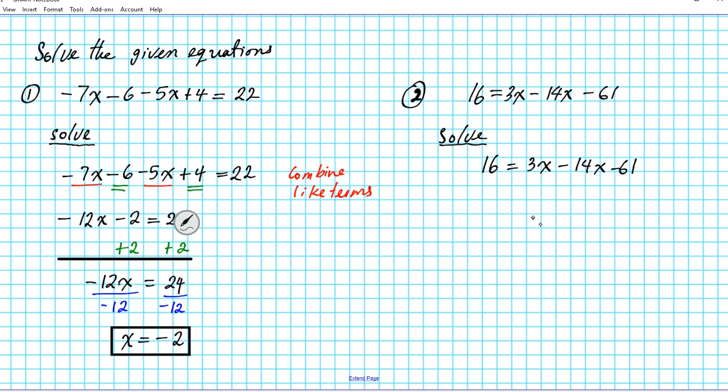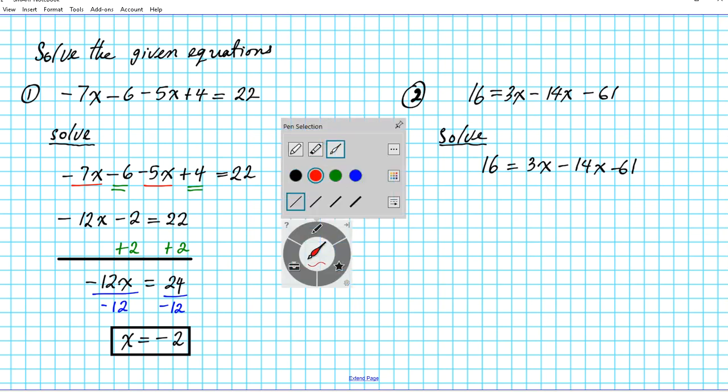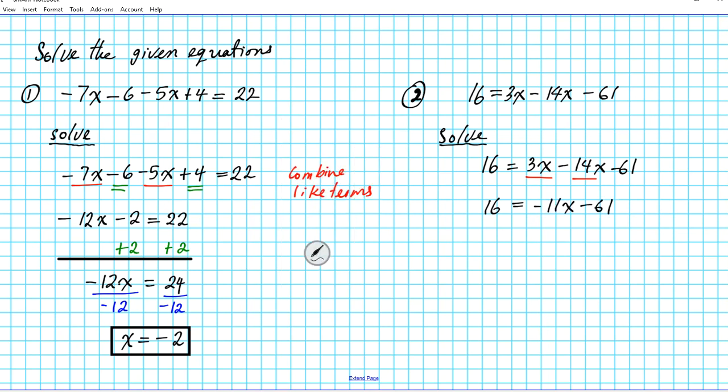So what we're going to do first is combine like terms. Are there any like terms that we can combine here? Absolutely. The variable terms, x in the first degree, 3x and negative 14x are like terms. So let's go ahead and combine those. We have 16 equals 3 minus 14, subtract, and keep the sign of the bigger. Okay, so we have negative 11x minus 61.